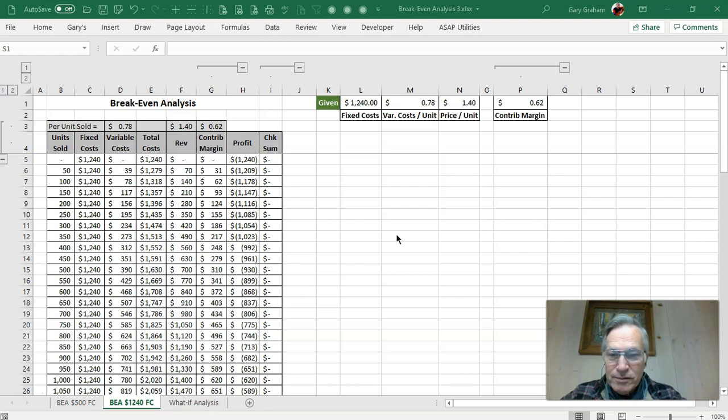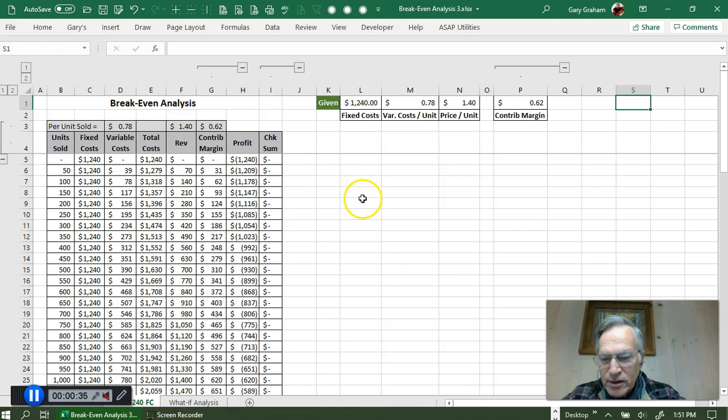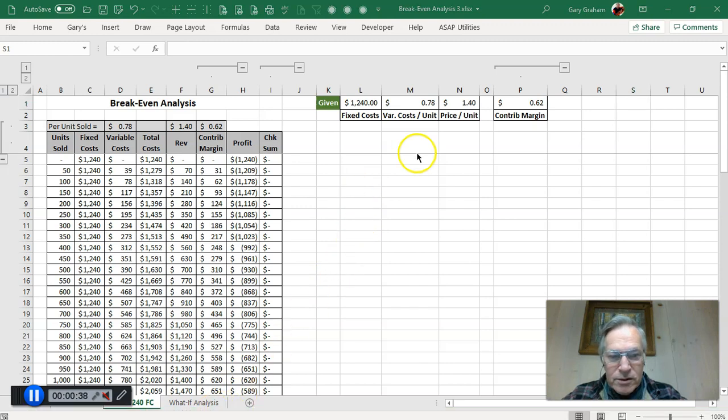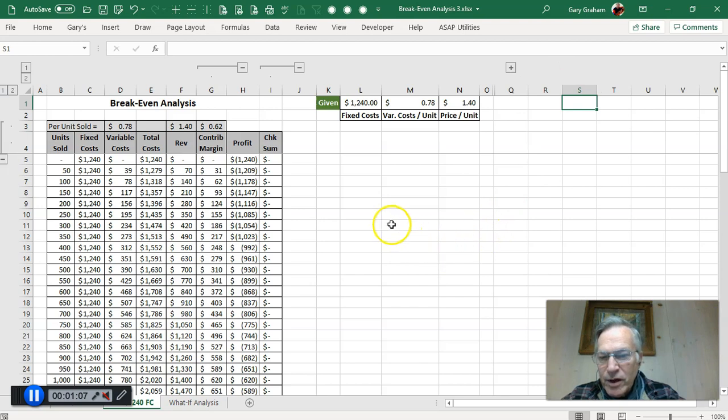It is not doing it the way using the Desmos online graphing tool that your material was using. It's strictly using an Excel spreadsheet to create it. So what I have done is I took the example from your materials where you had fixed cost of $1,240, variable cost of 78 cents per unit. You were selling each of your units, widgets, whatever they are, for $1.40 each, which gives you a contribution margin of 62 cents.